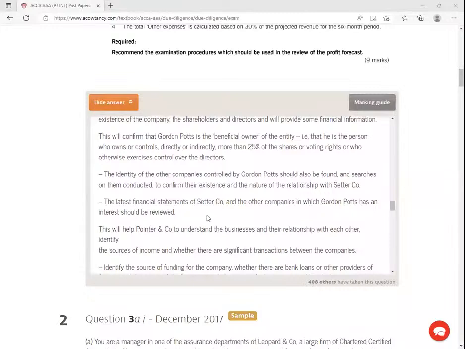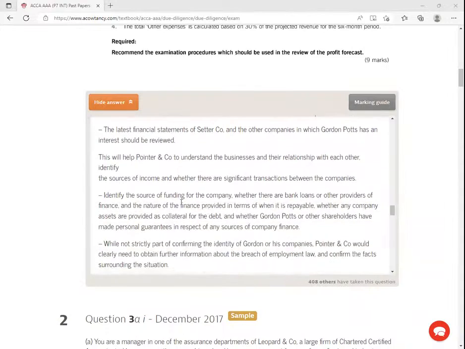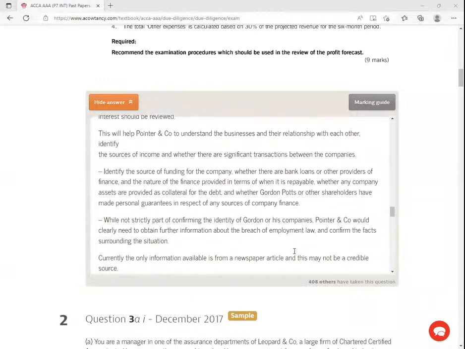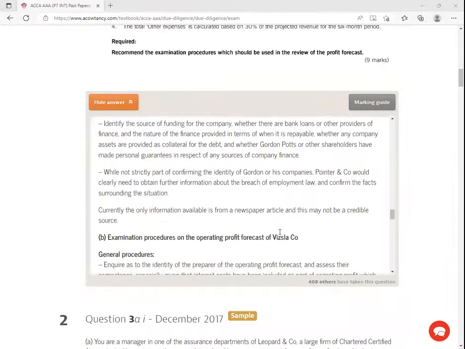The latest financial statements are asked for them, right? Identify the source of funding for the company, right? While not strictly part of confirming the identity of Gordon or his companies, Pointer and the company would clearly need to obtain further information about the breach of the employment law. I would want to go this way. Of course, it's going to be quite rough, but I'll have to ask for this information. Currently, the information available is from a newspaper article, and this may not be credible.